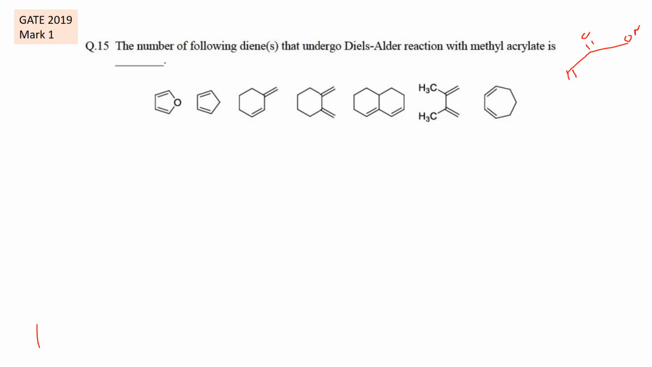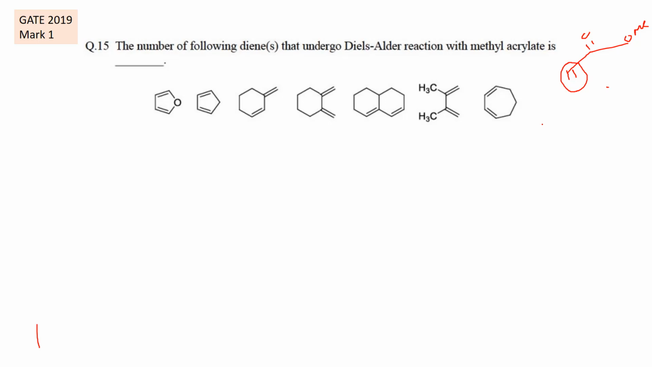Alpha beta unsaturated ester. This is a methyl acrylate. So this can act as a dienophile. This part can act as a dienophile. And all these 6, 7s are dienes. So which of these will take part in a Diels-Alder type of reaction with this dienophile?